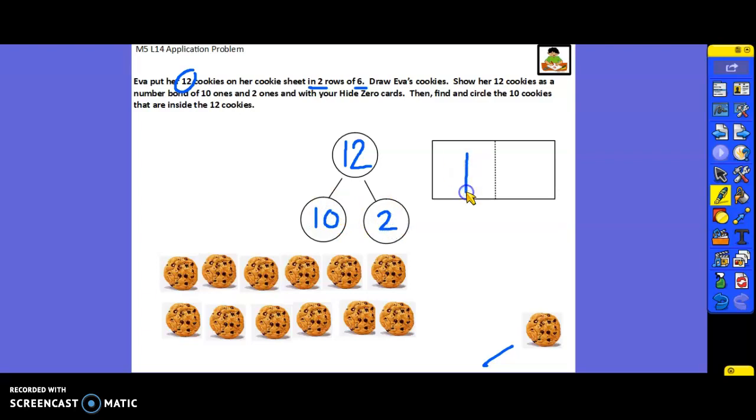That's right, we know we have 12 cookies. Then we know that the parts of 12 are 10, 2. Now when I look at our cookies that we drew in 2 rows of 6, which gave us our 12, Miss Nakian wants you on your picture to circle your 10.